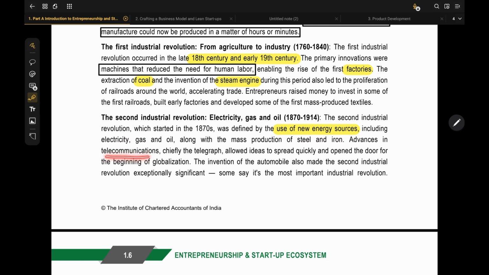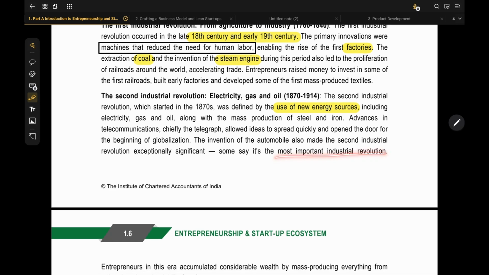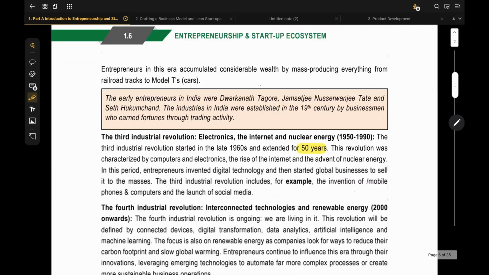And also telecommunication. Telecommunication means not mobile. At that time, we got the telegraph as the first telecommunication industry. So by this telegraph, ideas spread quickly, and this is also told as the most important industrial revolution. These are the points about the second industrial revolution.